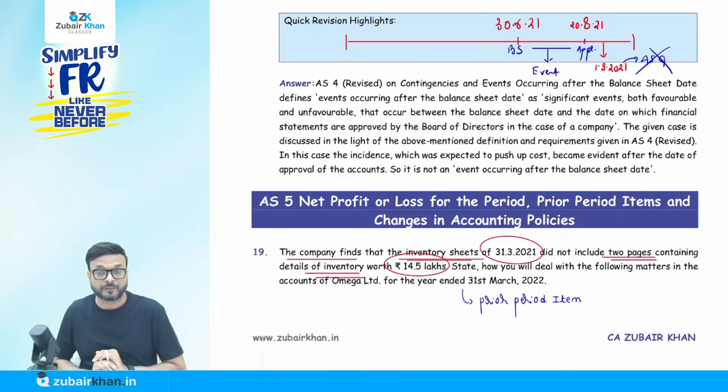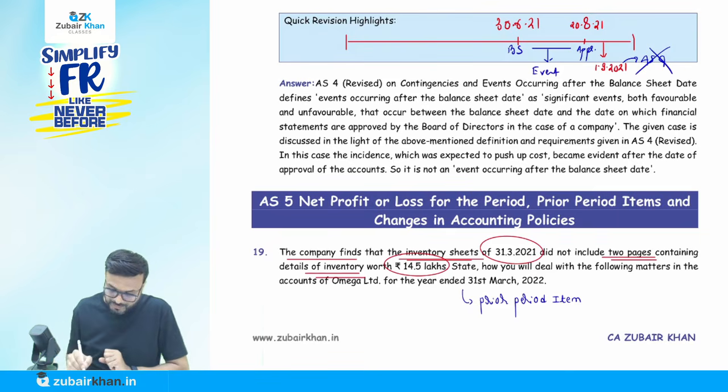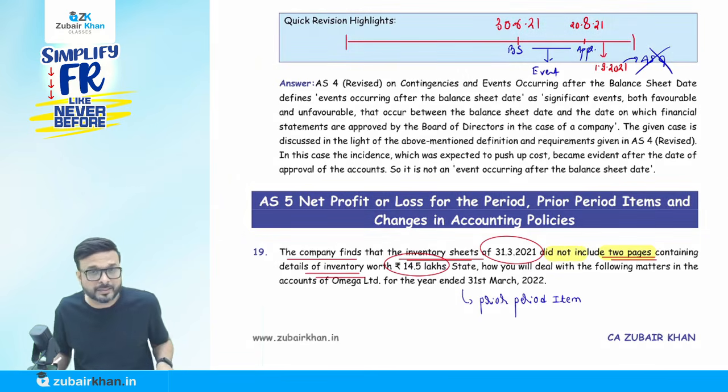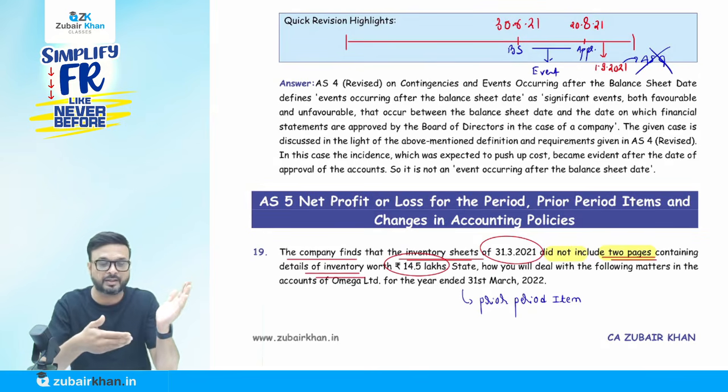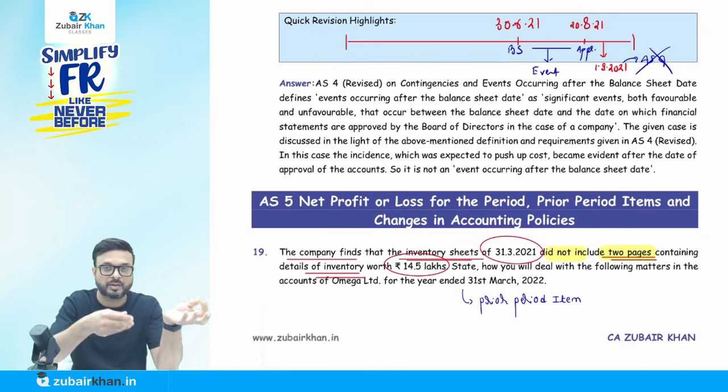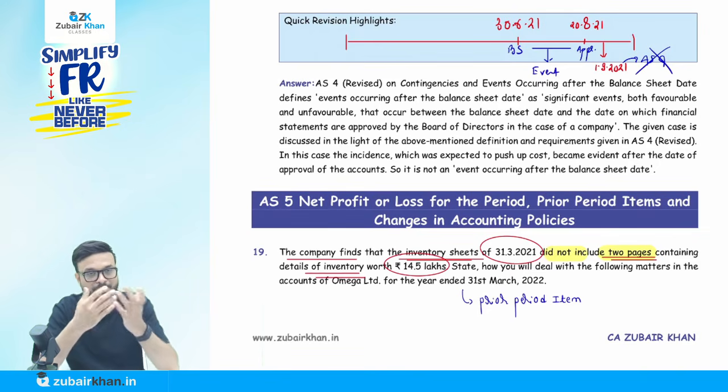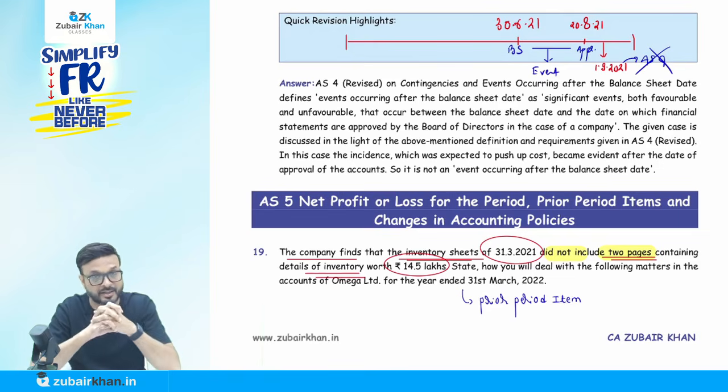What happened here? It says that 2 pages were not included. What does it mean? When we were doing the counting of the inventory, by mistake we missed 2 pages. So it means we have not properly recorded the amount of inventory last year. And it's a prior period item.